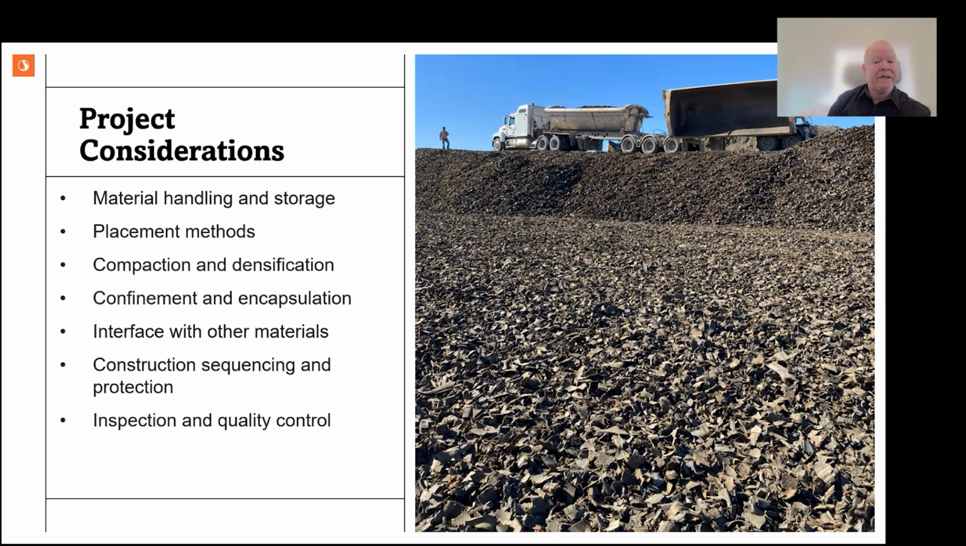TDA can also be placed and compacted using conventional earth-moving equipment, such as dozers and loaders, and compacted using smooth drum rollers. Proper material handling, control lift thickness, confinement, separation with geotextiles, interface protection, and inspection and quality control are all key to successful performance.